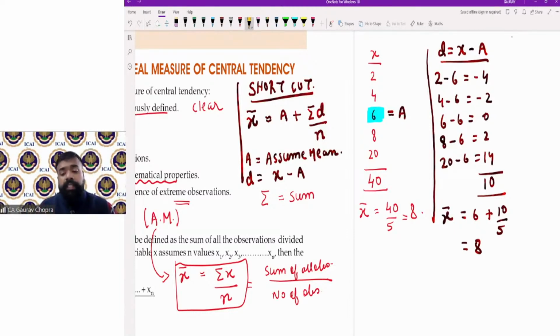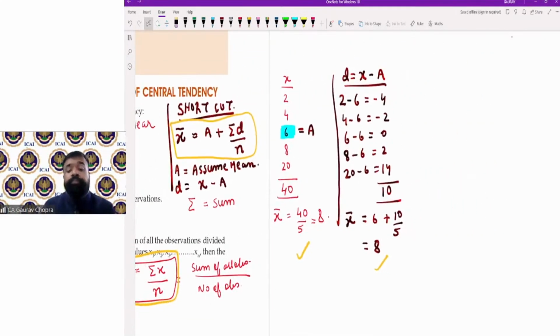So in short, we can say that whatever method we use, result is same. अगर आपने डायरेक्ट मेथड यूज किया, that is x bar equal to sigma x upon n, it will give you result 8. And if you have taken shortcut method, then also result will be 8. So there is no difference in arithmetic mean, whichever formula you can use. Now, one thing you have to answer me, आपको ये बताना है, अगर हमने किसी दूसरे नंबर को अज्यूम किया तो क्या रिजल्ट सेम आ जाएगा? क्या एवरेज सेम रहेगा या चेंज हो जाएगा? This you have to answer.